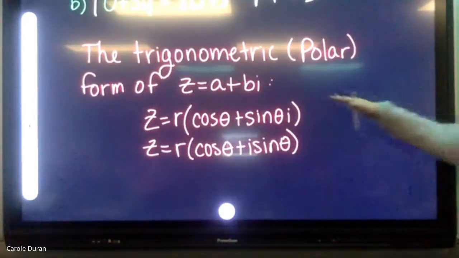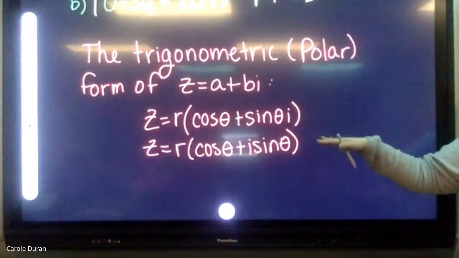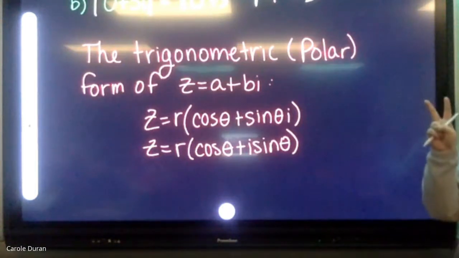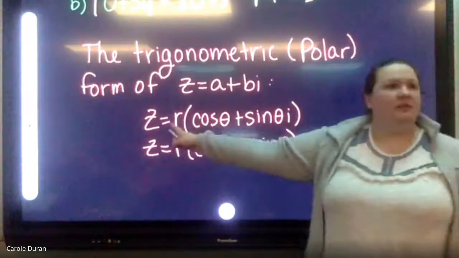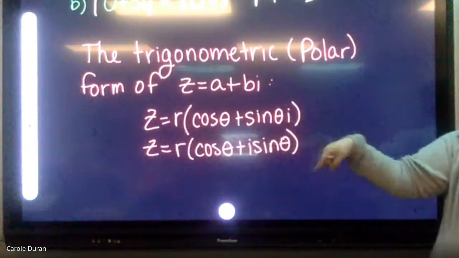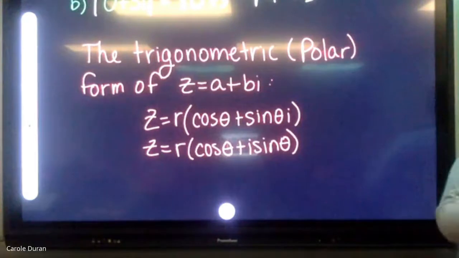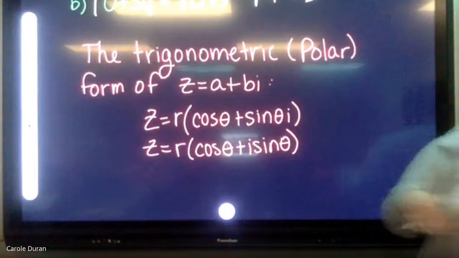So to write this trigonometric form of a complex number, there are two pieces of information I need to have. I need to have the r, and I need to have the theta. So what I'm going to do now is show you what we use to find that r and to find that theta, and then we're going to practice making the conversion.